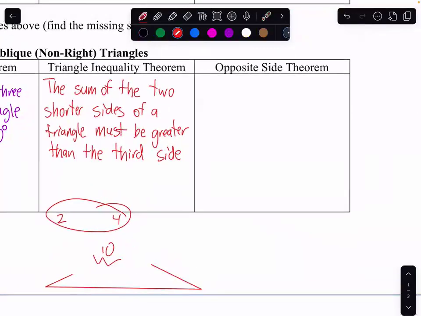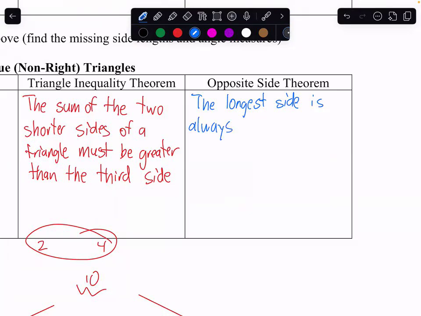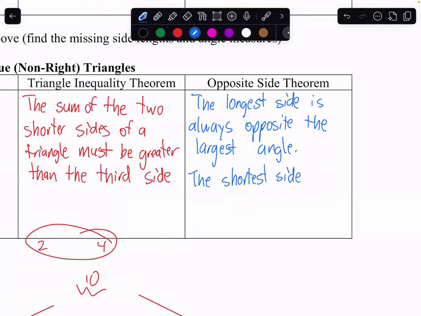Lastly, we have what's called the opposite side theorem. For any triangle, the longest side is always opposite the largest angle. And the opposite, the shortest side is always opposite the smallest angle.